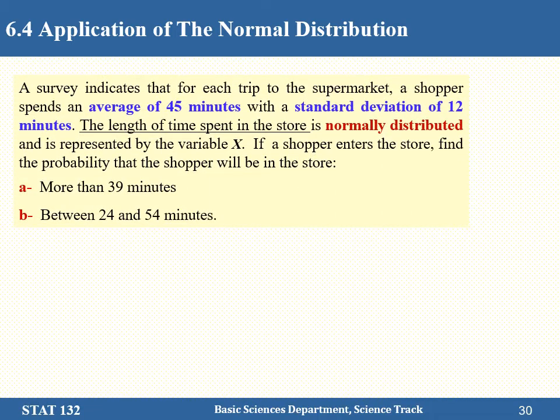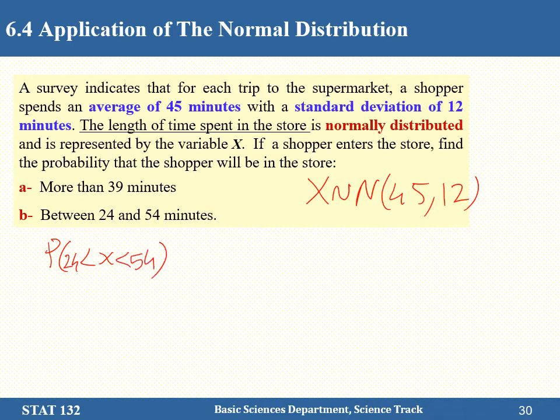Now let's do part B. So let's put this back again. X is normally distributed with 45 and 12. We already know it from part A. And now we want to find the probability that X is between 24 and 54. We have to change it to Z, so we subtract 45 from all of them.